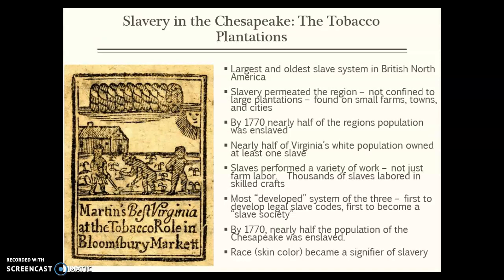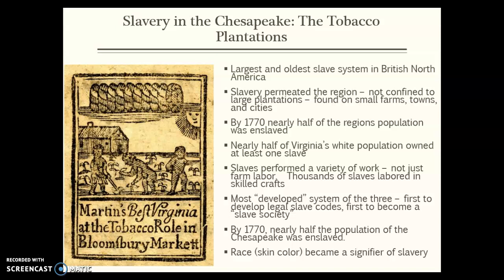Chesapeake was the largest and oldest of the slave systems. It was everywhere, not confined just to large plantations. Everybody had slaves, seemingly, right? By 1970, nearly half the region's population is enslaved. Nearly half of Virginians owned slaves. And they did all sorts of work. It's the most developed, because there were so many slaves and it was the oldest. They had developed, as you remember in the last unit, the white supremacist slave laws and things like that.